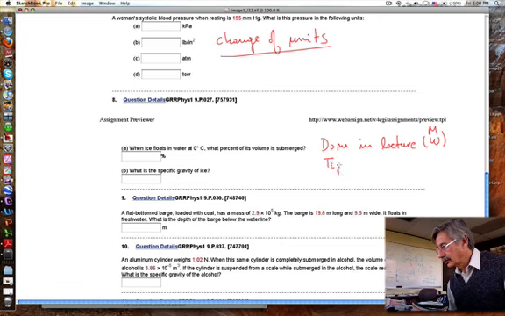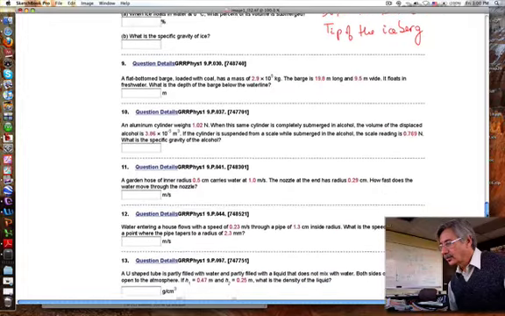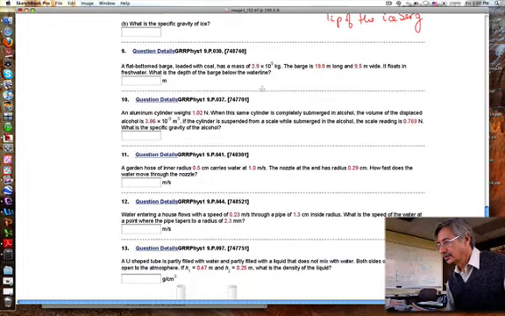This is what I call tip of the iceberg. And actually the answer should be the same. And this one was also dealt with in lecture.